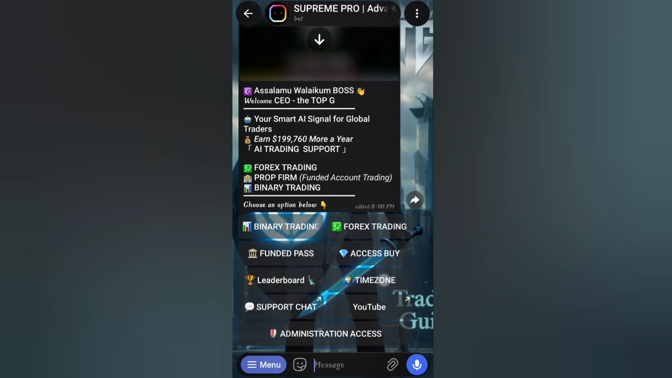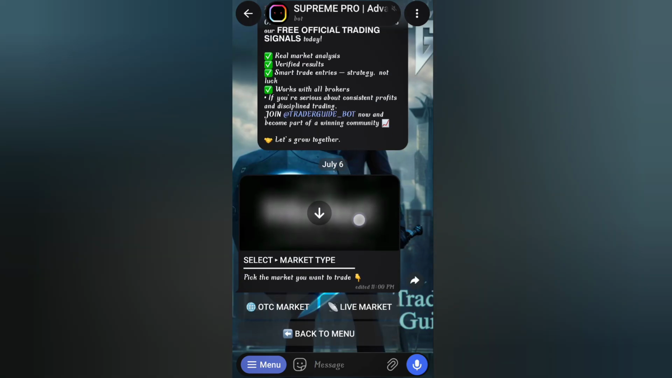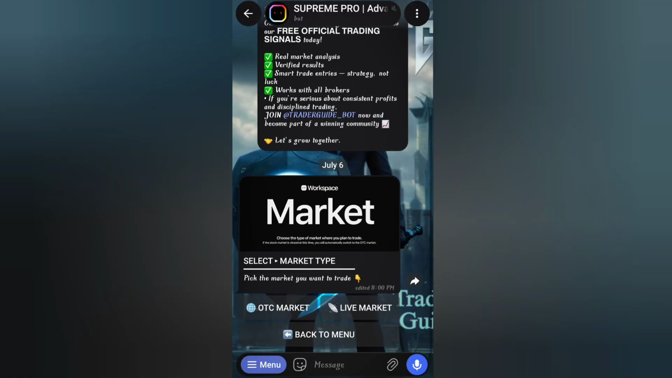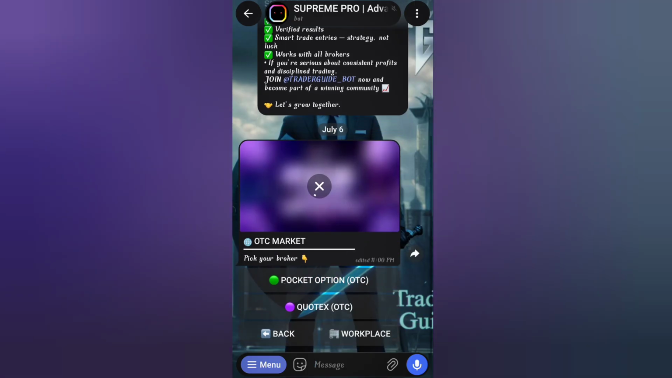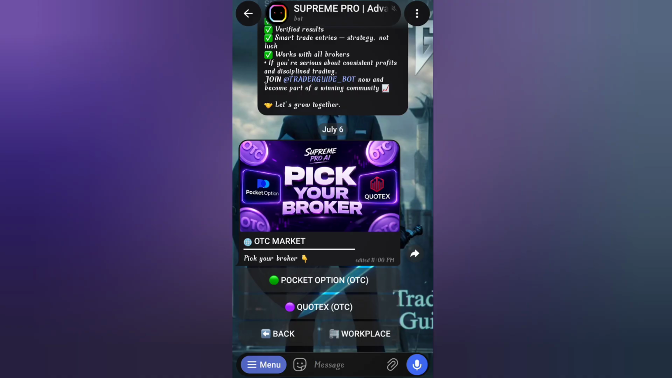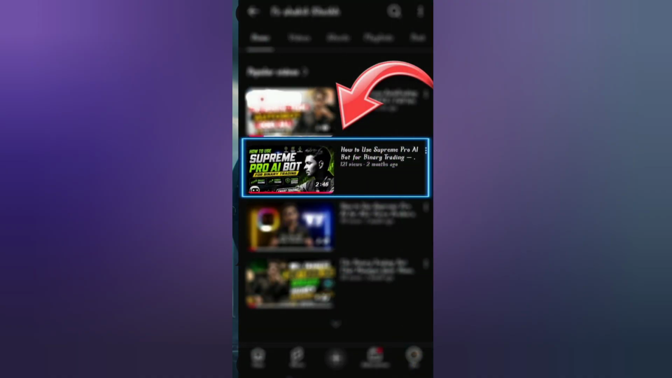Let's start trading. First, open our bot and click on the Binary Trading button. Now select Market Type. Using OTC and Live Market both, let's start with OTC Market. Click on OTC Market.